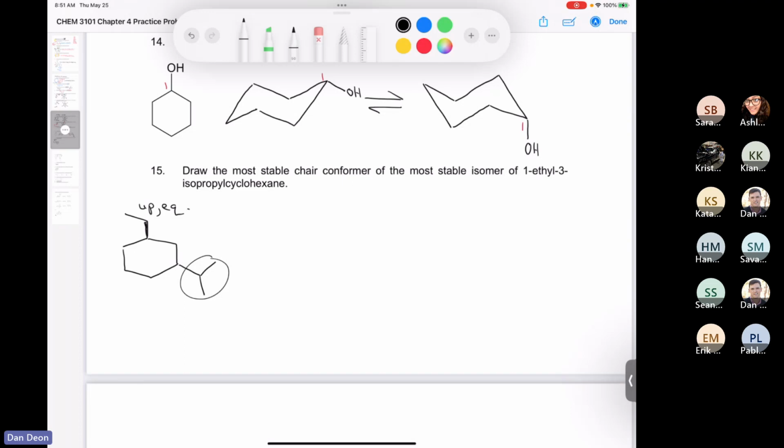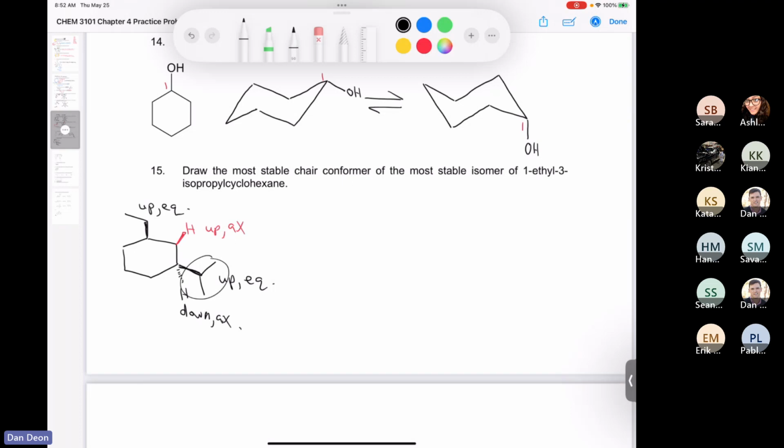So if we have up and equatorial, let's say you draw this proton in. Then this has to be up and, oh, I didn't put a hydrogen there. Then this group would have to be up and axial. So that means that if the isopropyl is pointing up, it's up and equatorial. Does that make sense to everybody? The proton on here that's pointing down would have to be axial. This is down and axial like that. So in fact, the most stable conformation is one where we have both of the groups in an equatorial position.